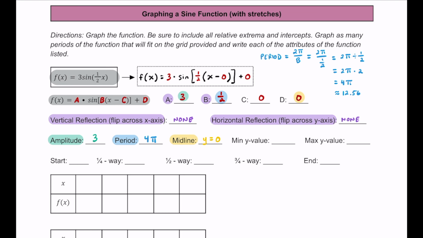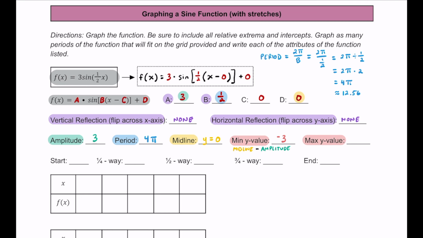So we're going to say it's y equals 0. Now, what about the minimum y value, or the lowest part of this graph? The minimum is going to occur when we take the midline value, which is going to be 0, and we take away the amplitude. So 0 minus 3, that's going to equal -3. So that's going to be the minimum y value in this particular problem.